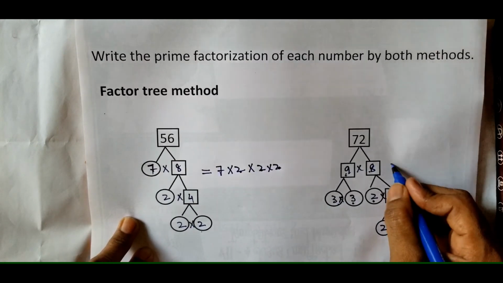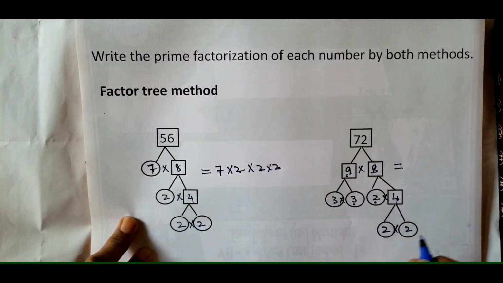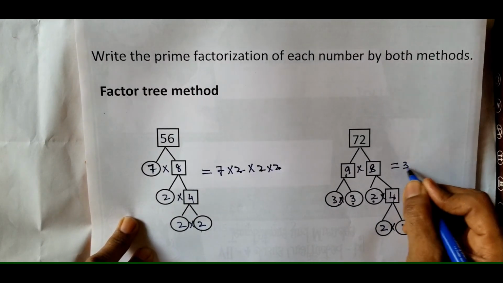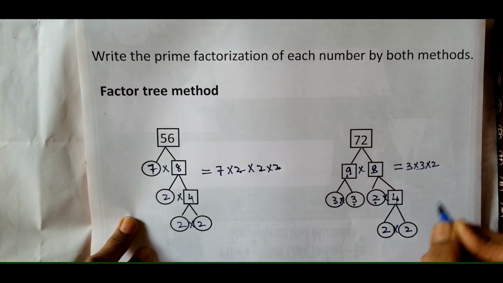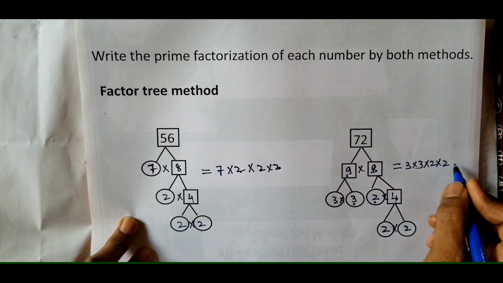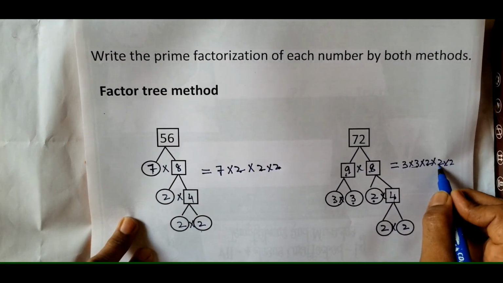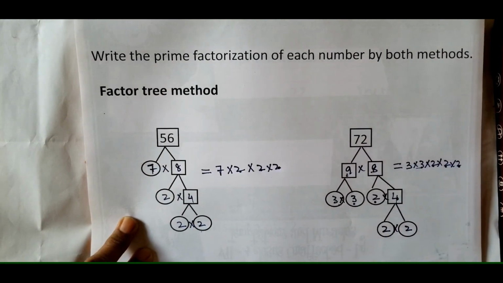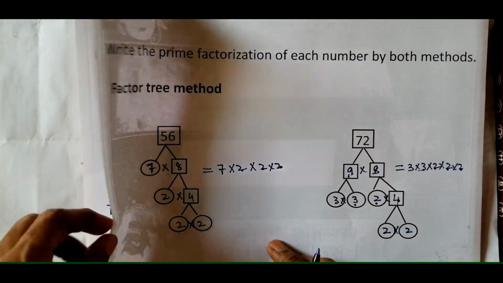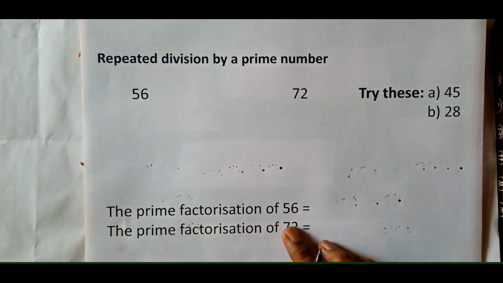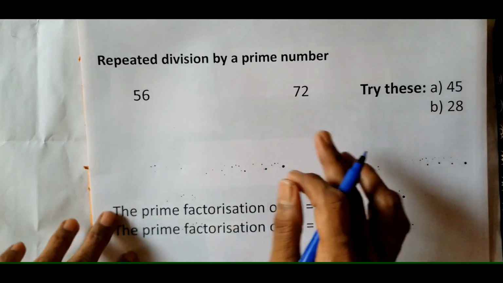So the prime factorization of 72 will be 3 into 3 into 2 into 2 into 2. 9, 3 3s are 9, 9 2s are 18, 36, 36 2s are 72. So this is one method of finding the prime factorization of a number. Now let us do the other method, that is by repeated division method.